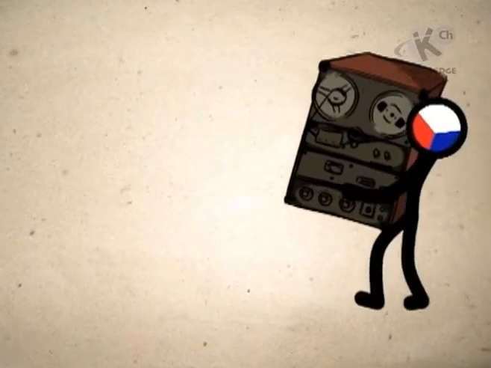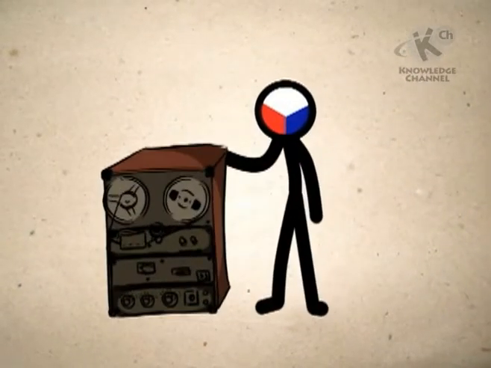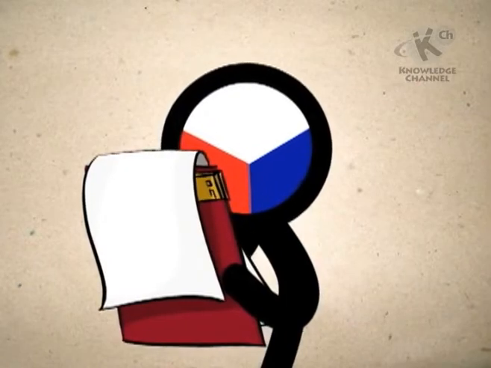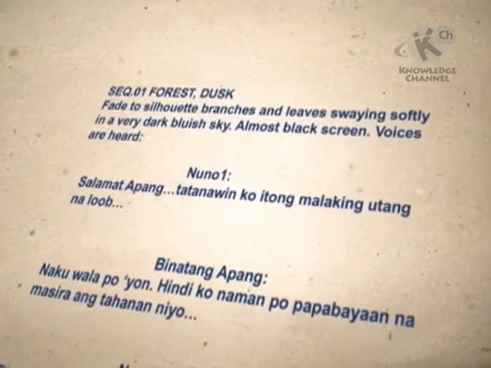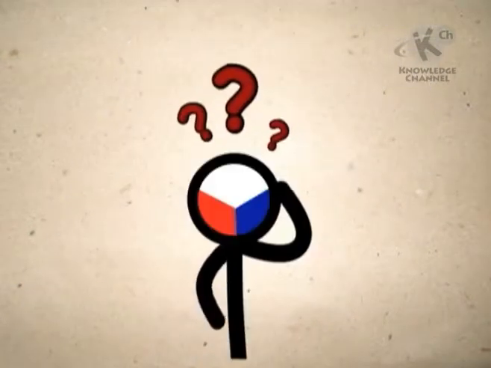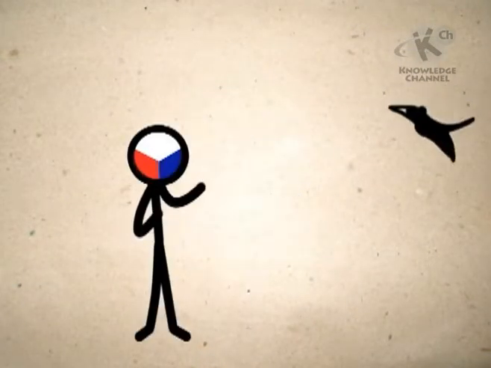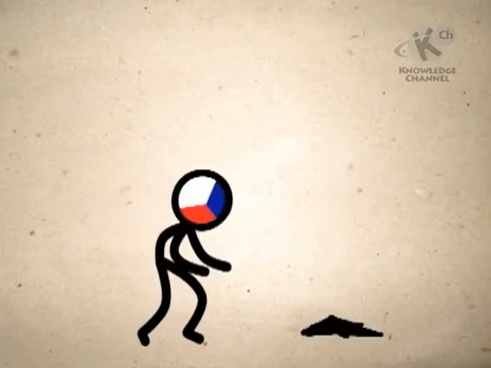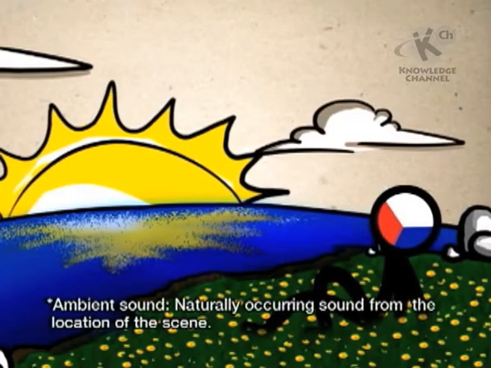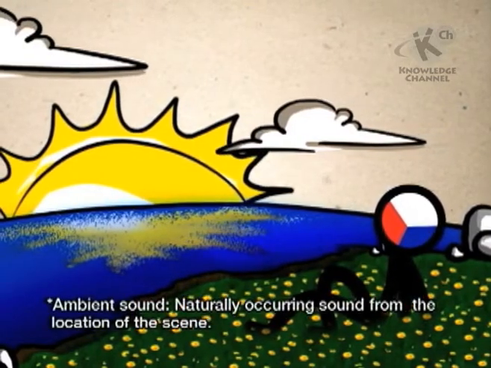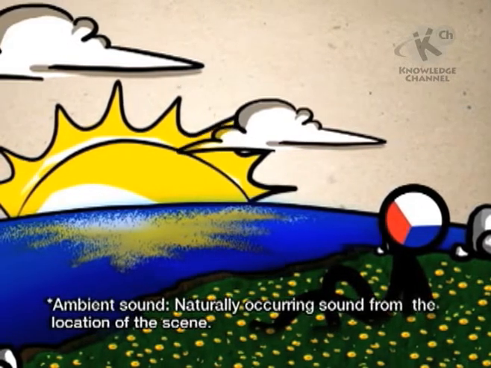Now it's time to make the audio part, unless you're making a silent film. Look through your script. Aside from dialogue from your major and minor voices, what other sounds will you need? What sound effects? Ambient sounds? What kind of music will go with a certain scene?